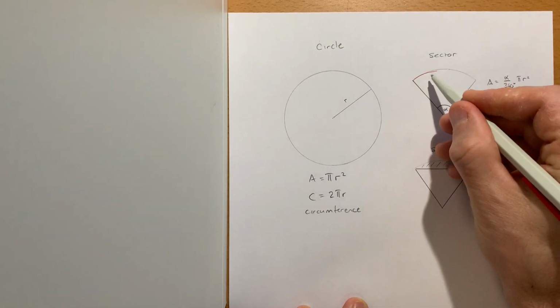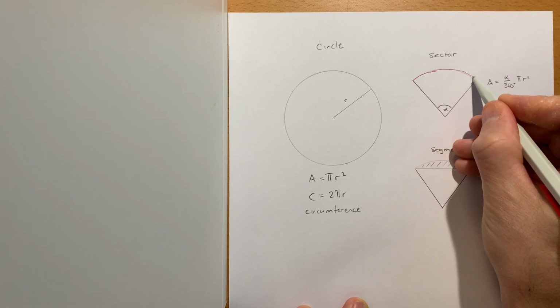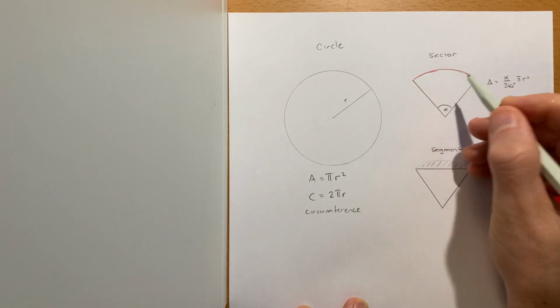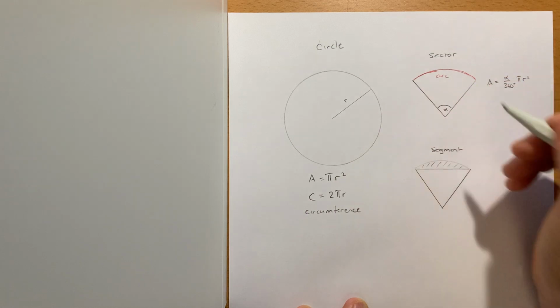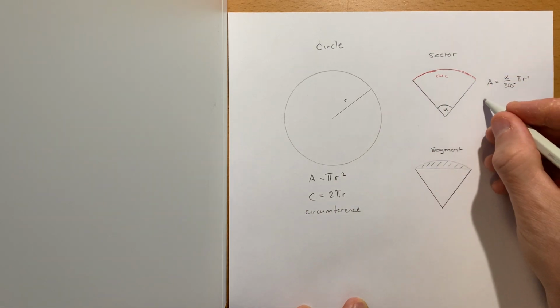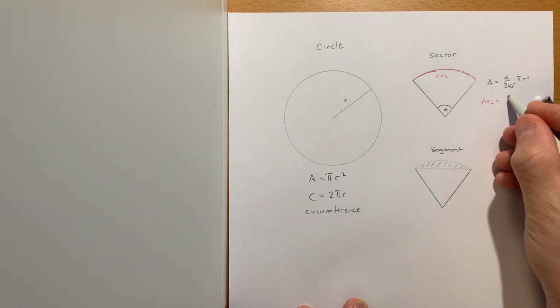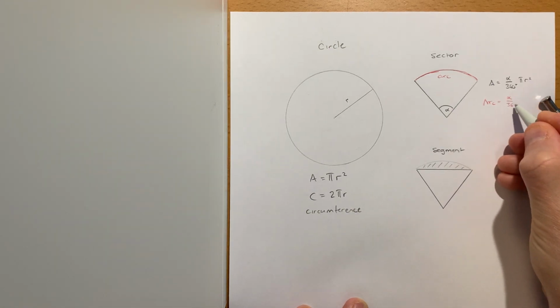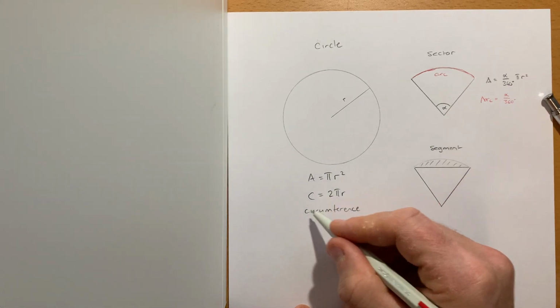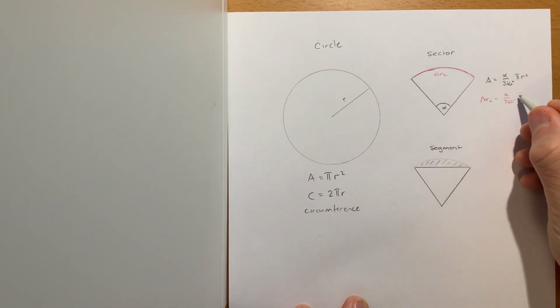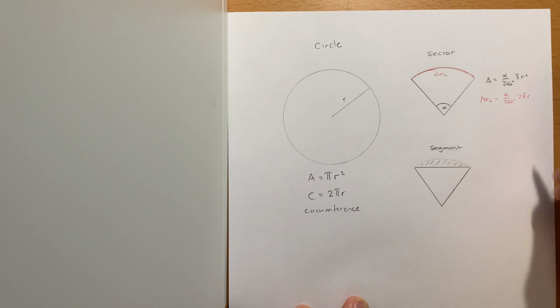If this is the circumference, then the arc up here, in German Bogen, this is called an arc. The length of the arc is alpha 360th of the whole circumference of 2 pi r.